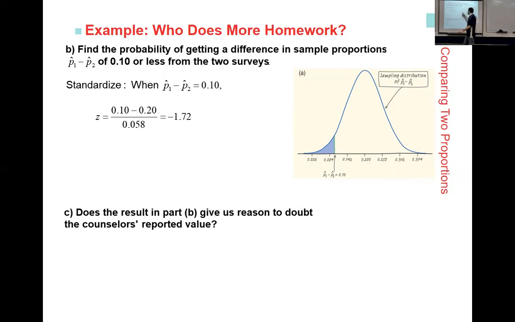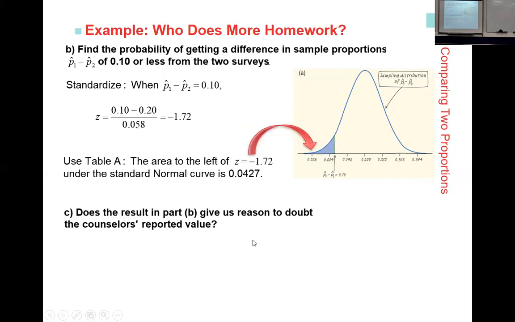And then we want everything to the left of this z-score. So if we were to do normal CDF, our left bound would be the really low number. Our upper bound would be the negative 1.72, since we want everything to the left of it. And we get 0.0427. So if we were doing a hypothesis test, this would basically be our p-value.